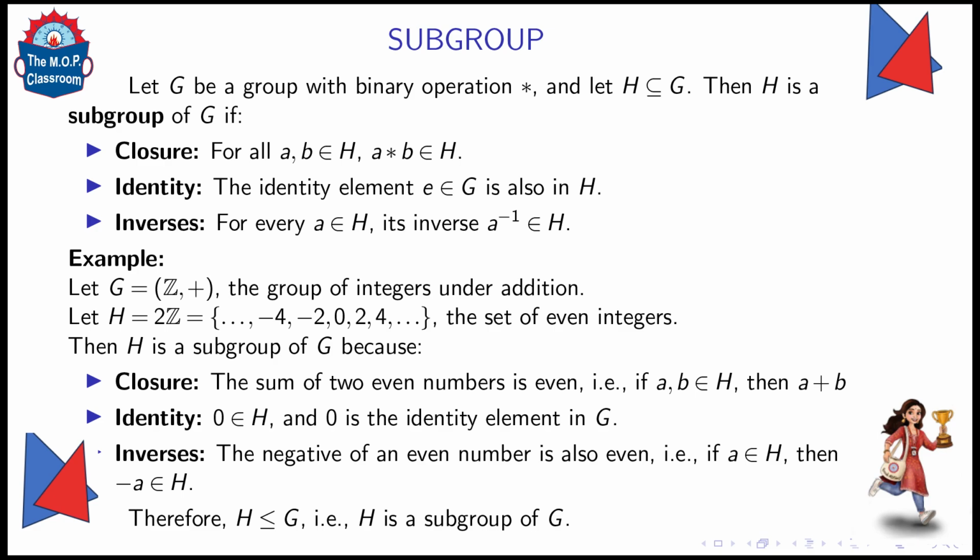The next one is inverse. Inverse in addition is nothing but the element's negative value. So if I take 2, the negative value is minus 2, which again is there in this set, and hence we can call the set of all even integers a subgroup under addition.